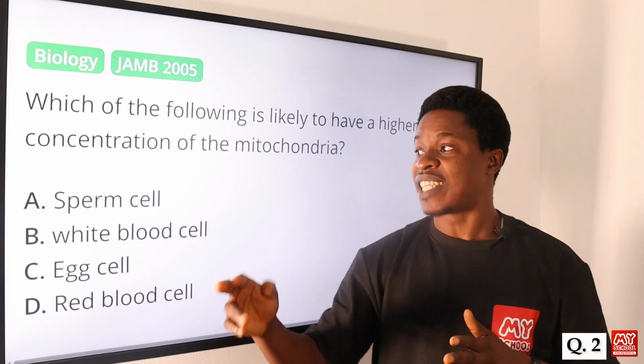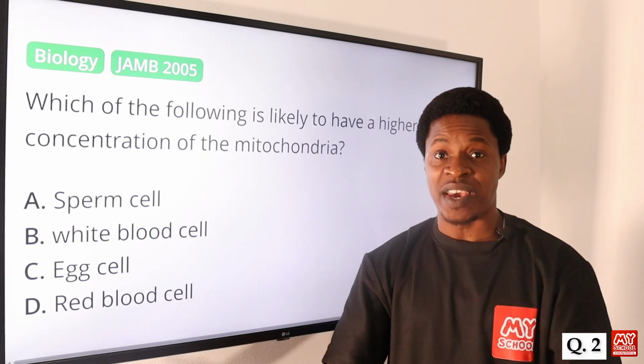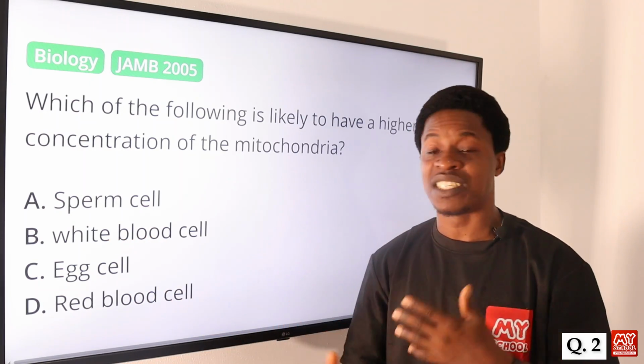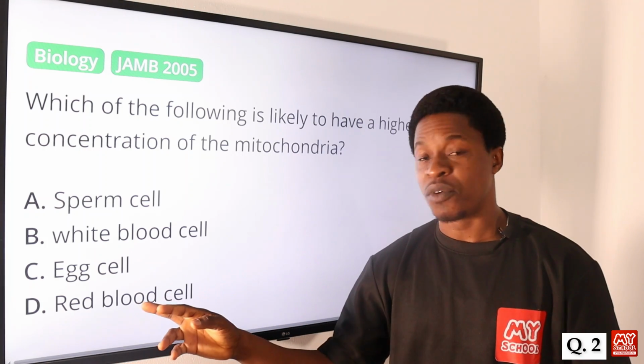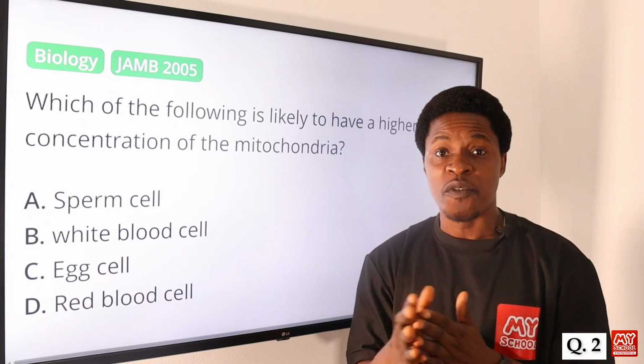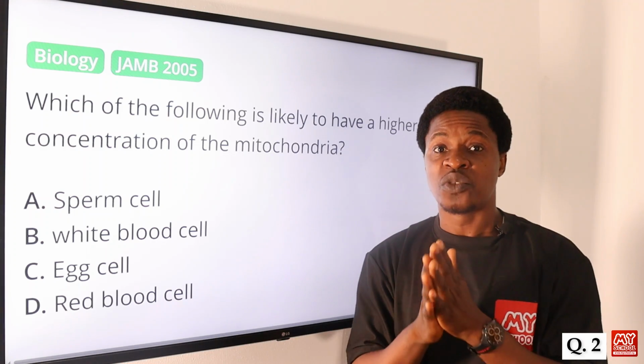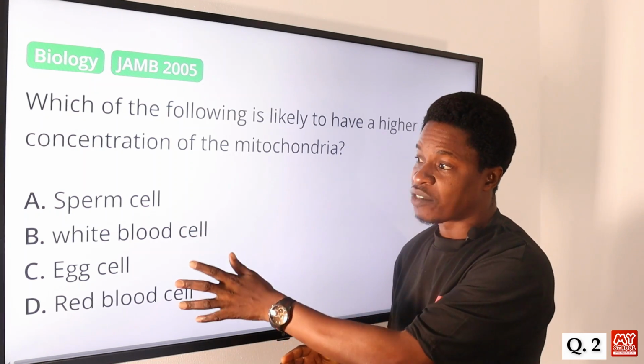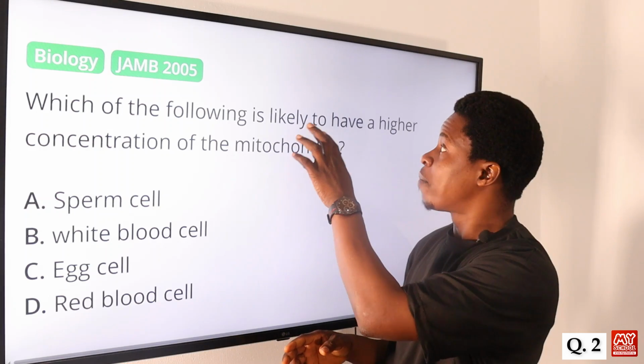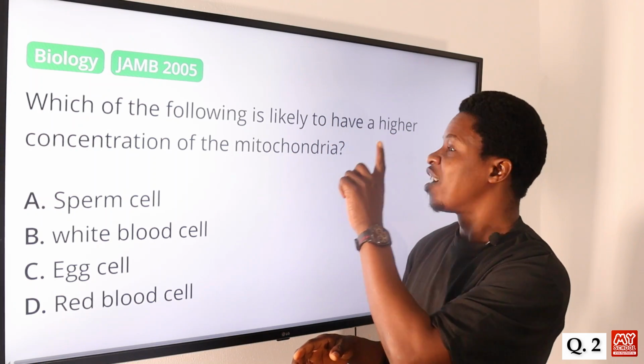So it's going to take a longer time, even though the white blood cells help in defense, fighting diseases. Yes, they require energy. The egg cell does that. The red blood cells also require what? Moving to get what? The hemoglobin to have it. And all of them actually require energy, but the question is which of them is likely to have the higher concentration.